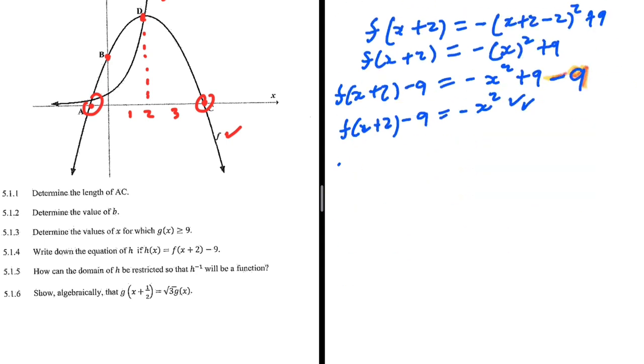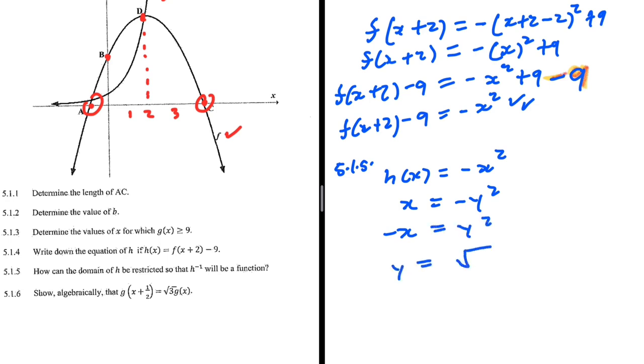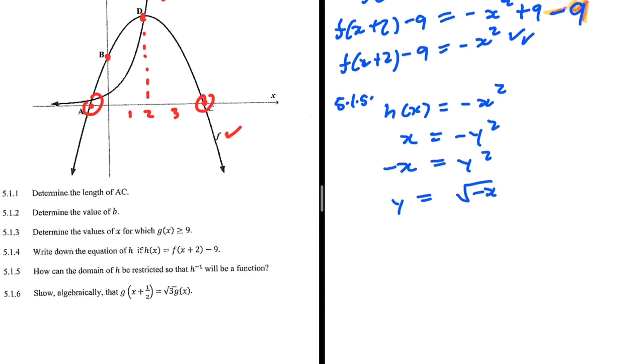5.1.5, how can the domain of h be restricted so that h inverse will be a function? Well, h of x is equal to minus x squared. So for h inverse, we have x equal to minus y squared, minus x is equal to y squared. So y is equal to the square root of minus x. So in order for this to be a function, we need x to be less than or equal to 0.